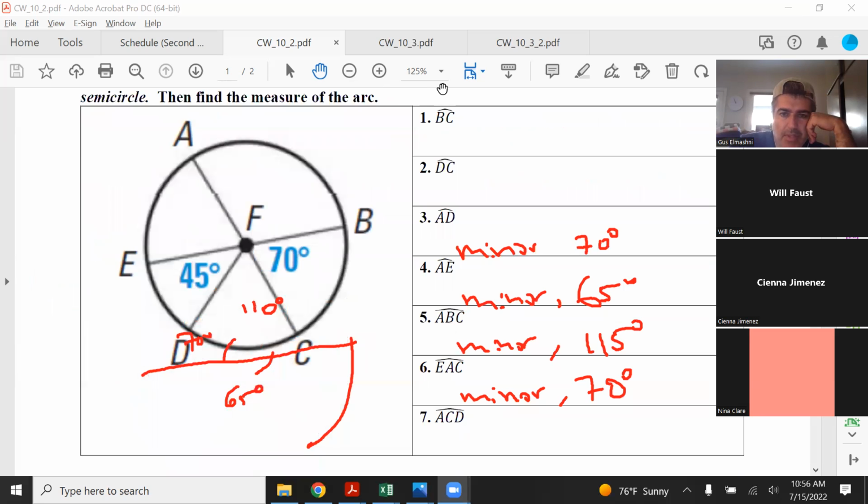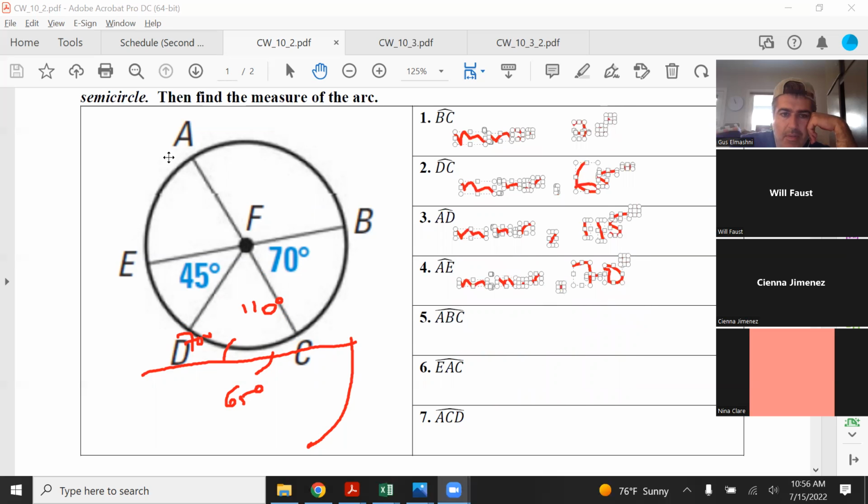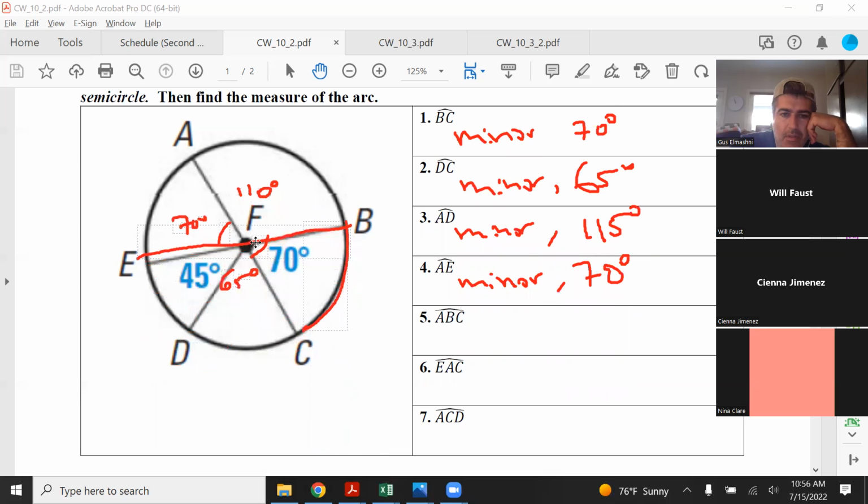And let me readjust this. There we go. Now, ABC. So you want A to B to C. So now you know the order you have to go in. So that's going to be 180 degrees. That's a semicircle, by the way. That's 180 degrees.